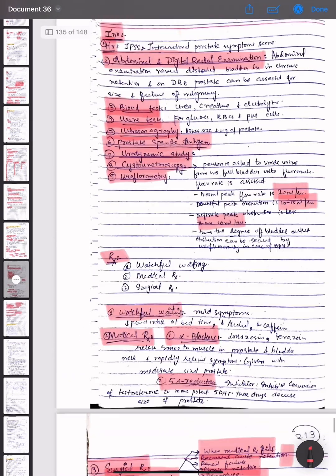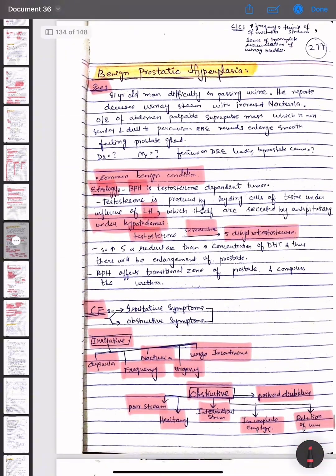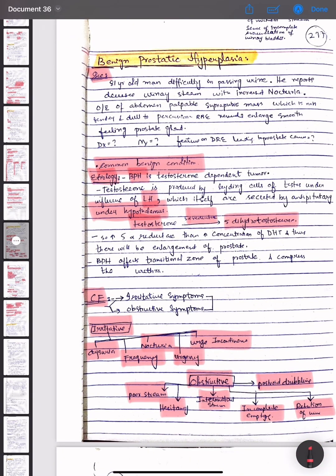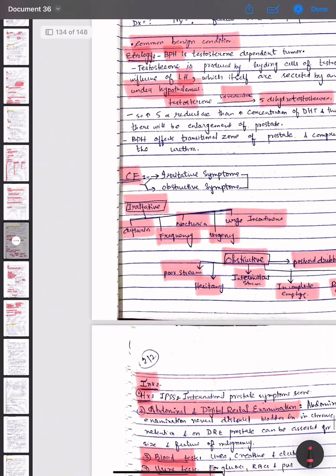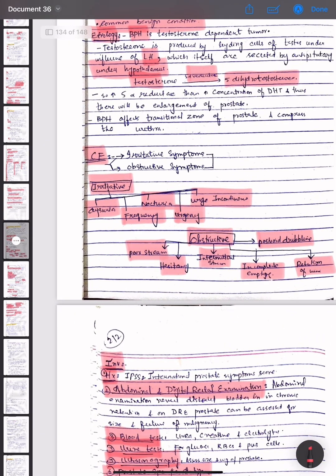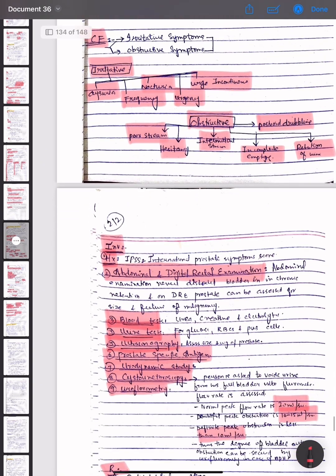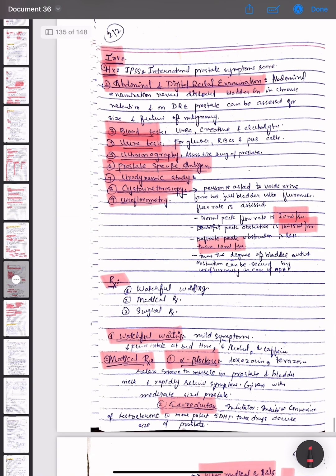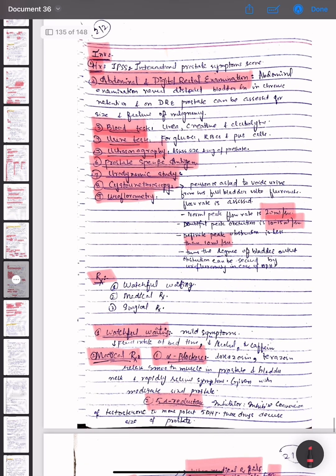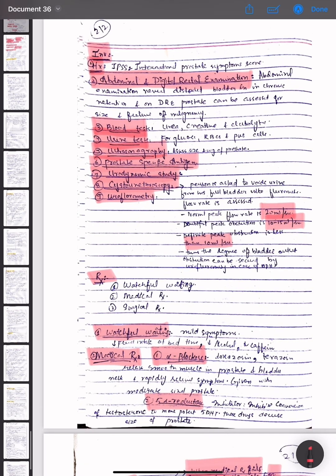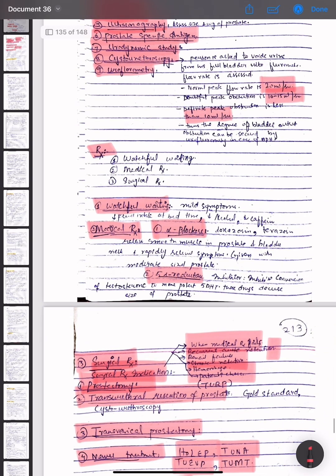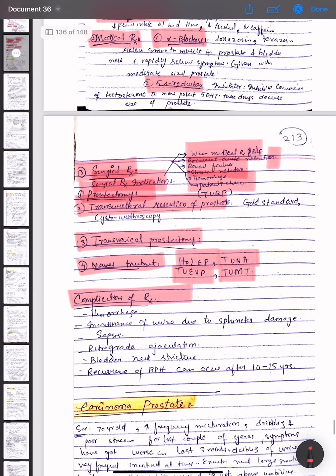So we have studied benign prostatic hyperplasia: the scenario, then the etiology or causes, then the clinical features, the main classes being irritative and obstructive. Then the investigation options: history taking, abdominal and digital rectal examination, blood test, urine test, ultrasonography, prostate specific antigen, urodynamic study, cystourethroscopy, and uroflowmetry. Then the treatment options are watchful waiting, medical treatment, and surgical treatment. Now we discuss the complications.